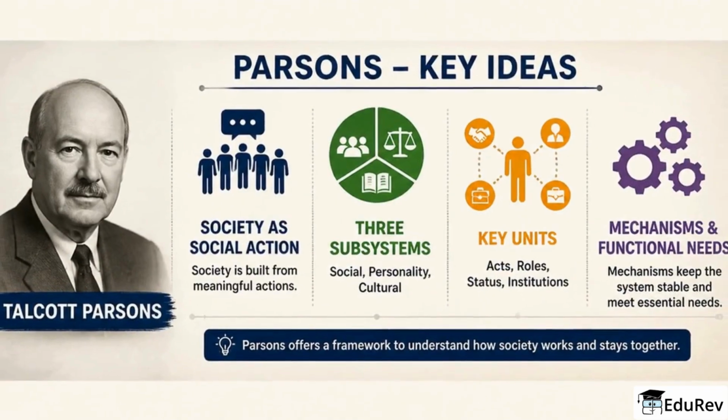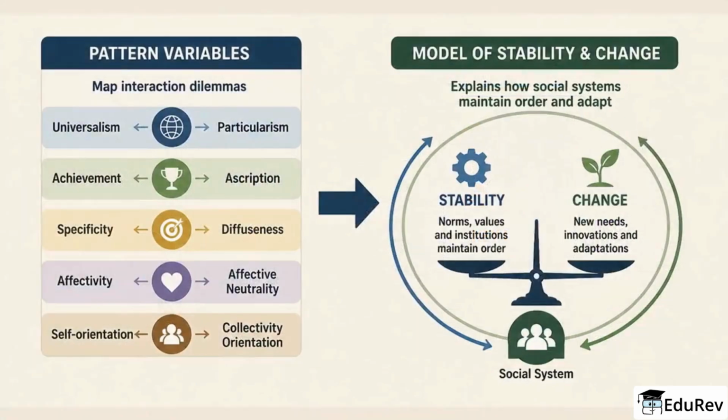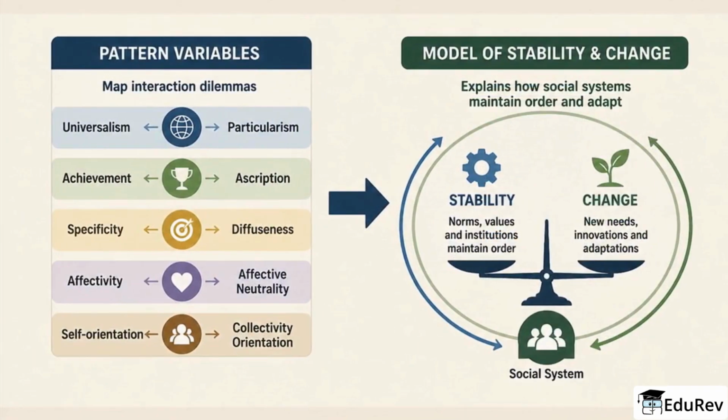Quick recap. Parsons builds society from social action, divides it into 3 subsystems, lists units like acts and roles, and proposes mechanisms and functional needs. He also offers pattern variables to map interaction dilemmas and a model for explaining stability and change.